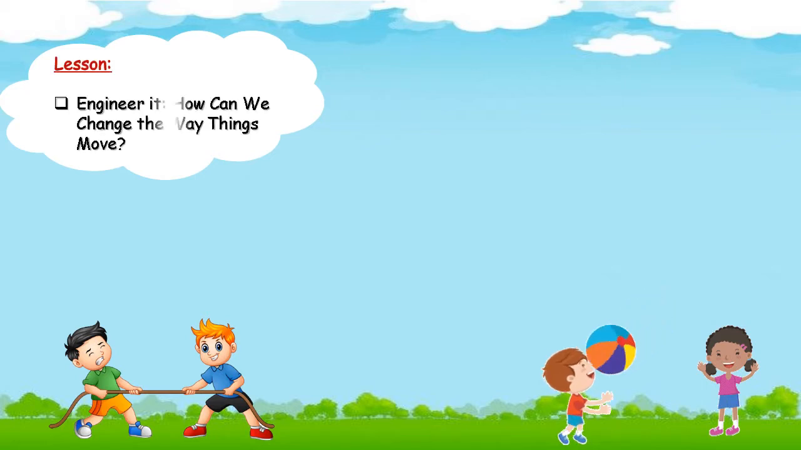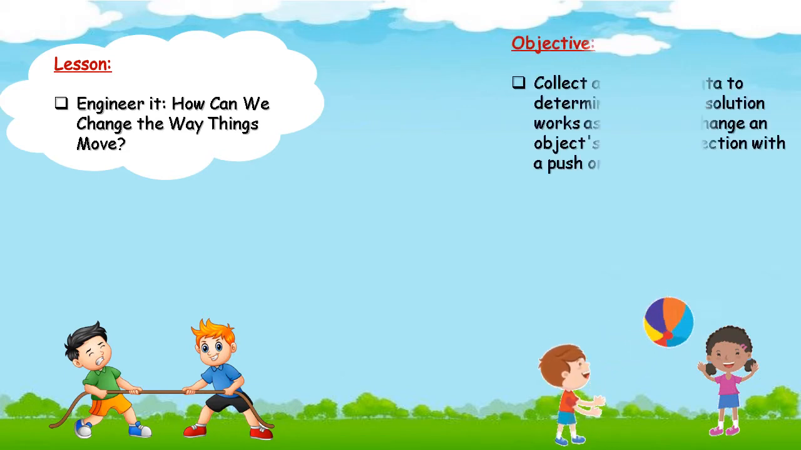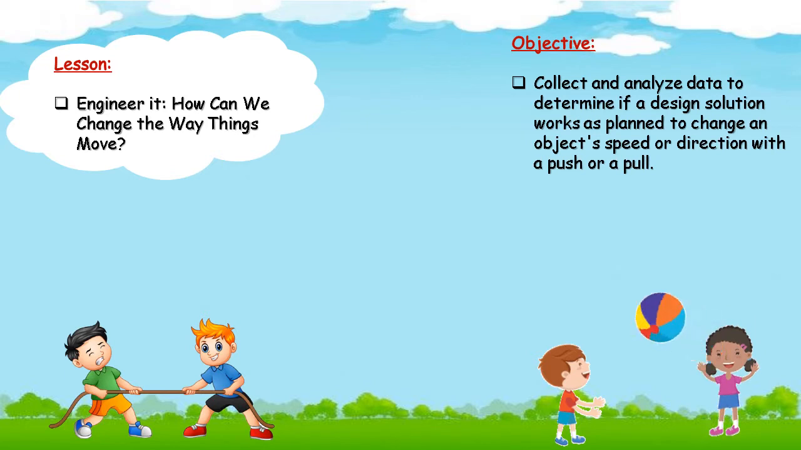Today's lesson in science is Engineer It. How can we change the way things move? And the objective of our lesson is to collect and analyze data to determine if a design solution works as planned to change an object's speed or direction with a push or a pull.